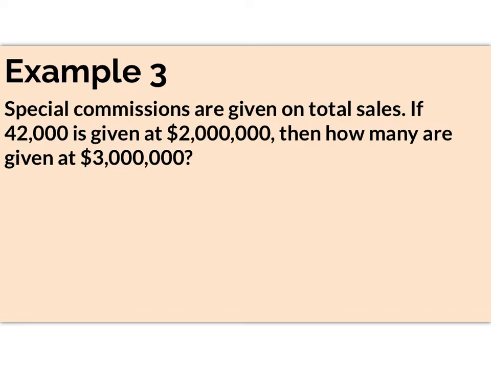Okay, so example 3. Special commissions are given on sales. If 42,000 is given at $2 million, then how much is given at $3 million? Okay, so here we need to set up a ratio of fractions. So we need 42,000 over 2 million, and we set that equal to the commission for 3 million.